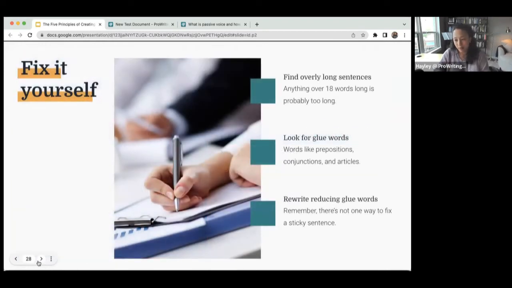So how do you fix this yourself? And I know that there's a number of questions in the chat which I'll get to in a second about sticky sentences. So exactly as someone's just saying, how you change it is going to depend on the context of the piece.